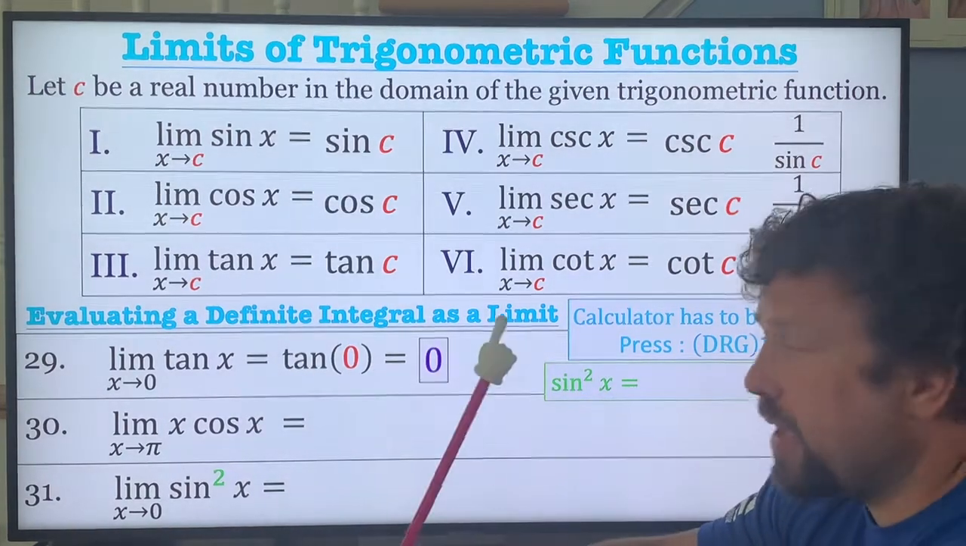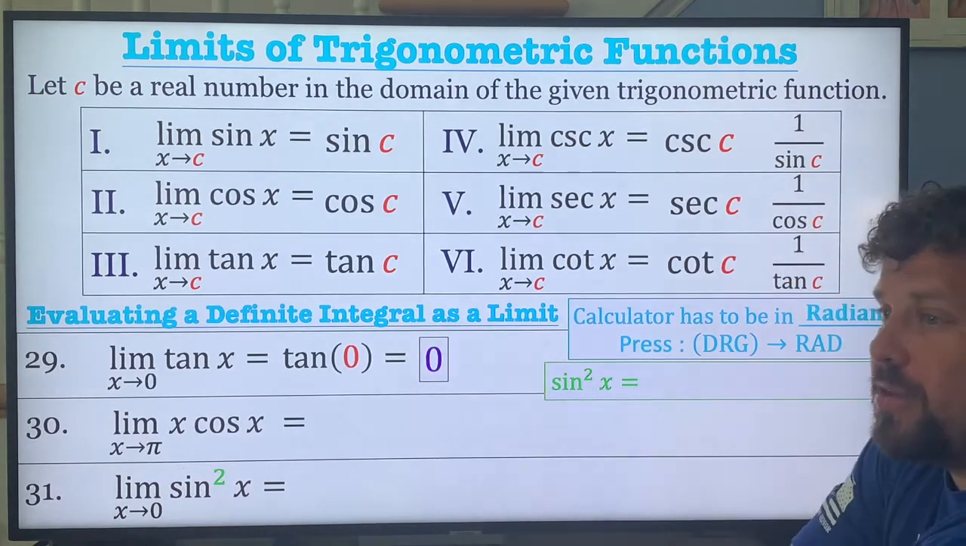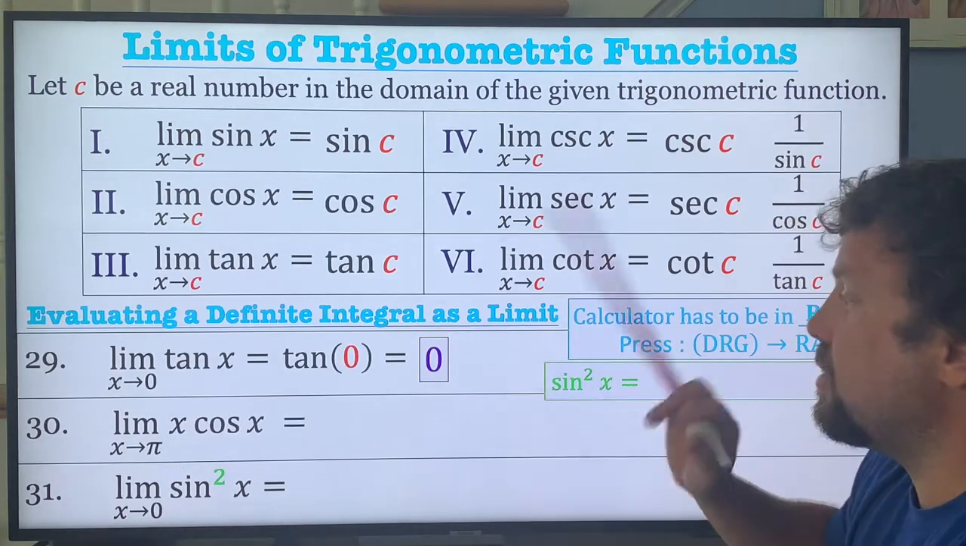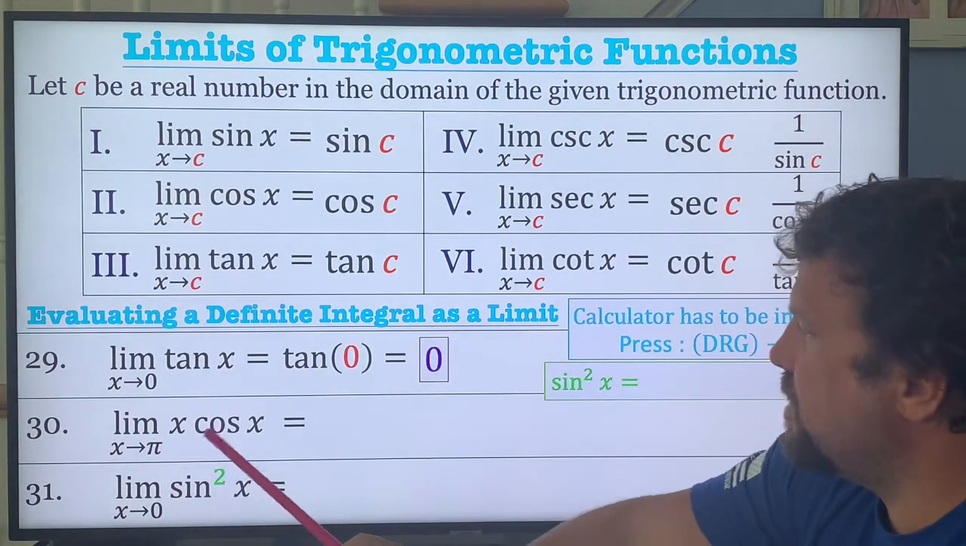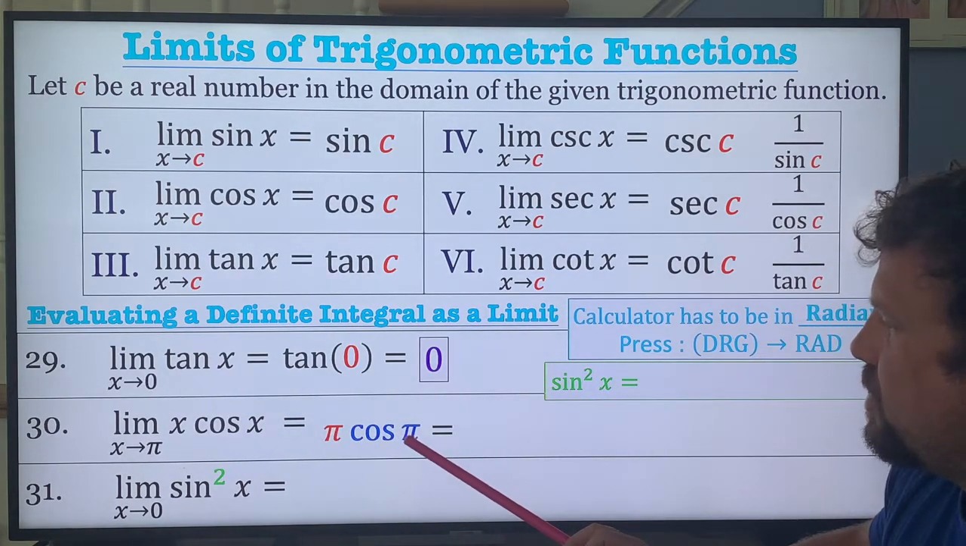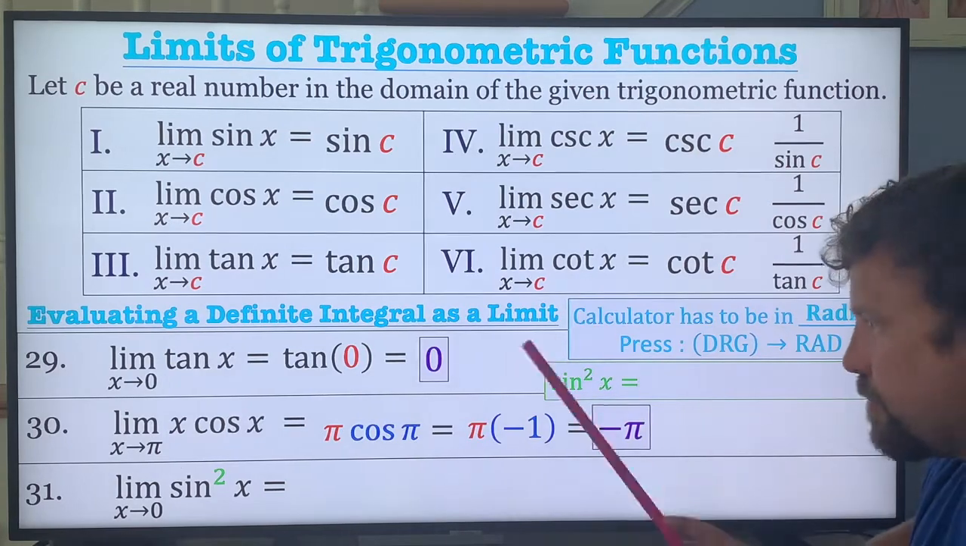0. How do I get that? Use my computer. If you don't want to use a calculator and you want to use tables or unit circles, be my guest. I'm just not going to go over it. All right, limit of x cosine x, so you plug in pi for both of them. Pi cosine pi equals -1. Pi times -1 is -pi.